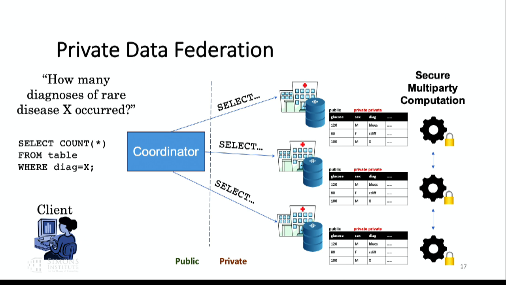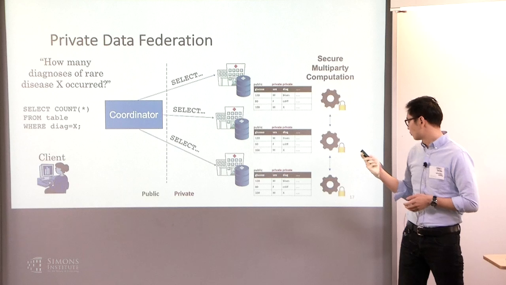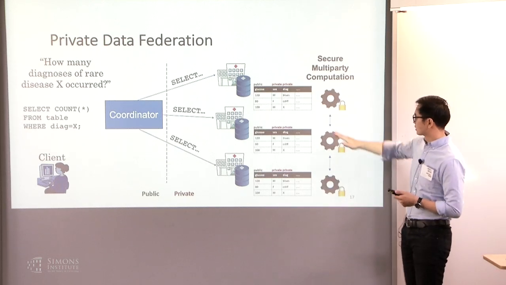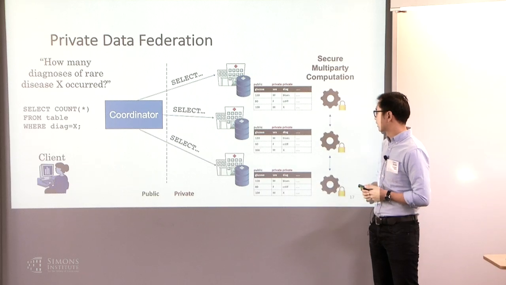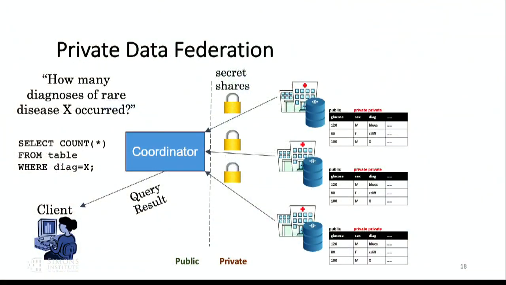If you remember the setup we had earlier, we had the researcher who had the question: how many diagnoses of rare disease X occurred? They translate it to a SQL query and send it to some coordinator, who would then pass that information out to the different databases. Now, instead of just saying, hey, this is a private attribute we can't use, we can actually use secure multi-party computation. We compute across each other and get a share of the result, so it's encrypted, and then pass that back to the coordinator, who combines all that information and reconstructs the final answer, and so the client gets a plain text result.